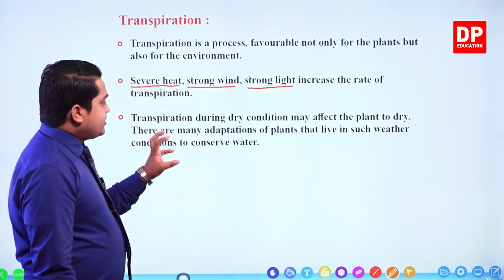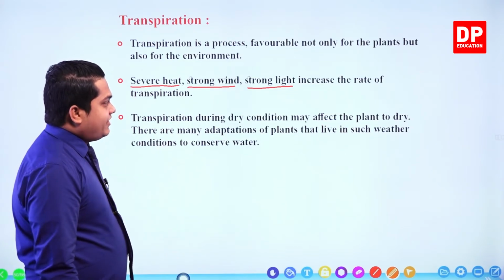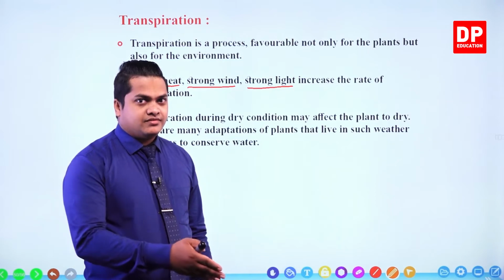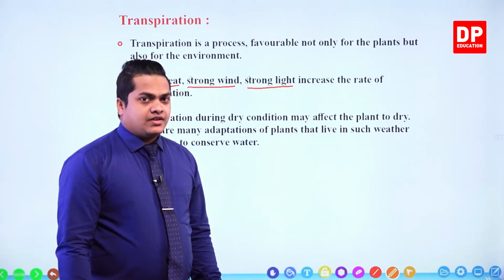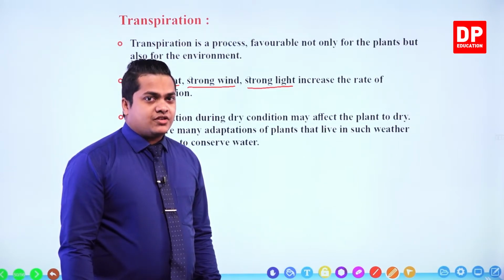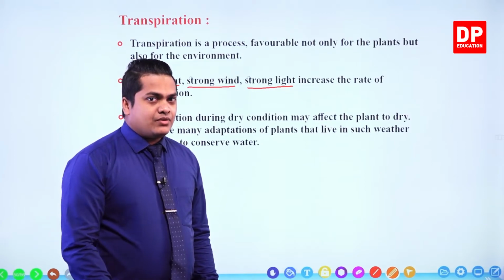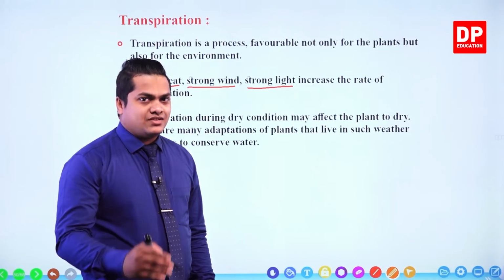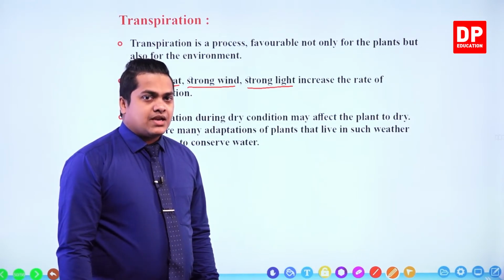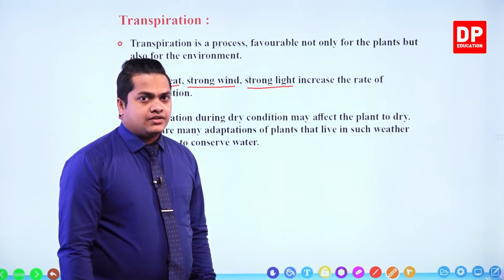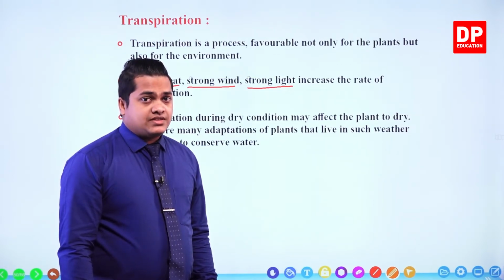So transpiration during dry conditions may cause the plant to dry. I told you that a few minutes earlier. In the dry season, heavy transpiration could occur. So this may lead to several other conditions, meaning bad conditions for the plant. Sometimes the plant may die because of not having enough water within the plant, especially in the drought season.